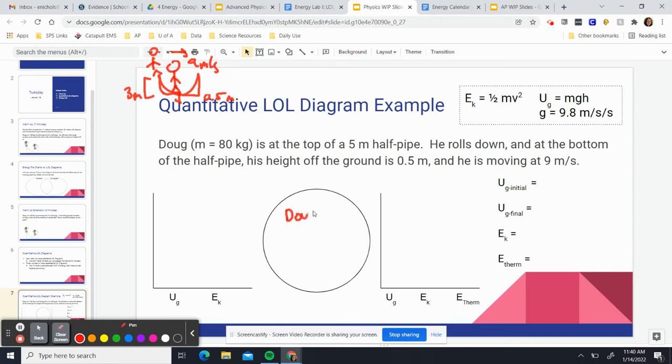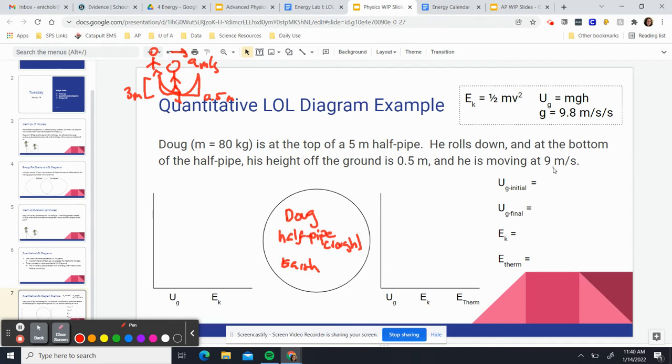We have Doug, we have the half pipe, which we know is rough, and then we have the earth, and I think that's it. So now let's start calculating.